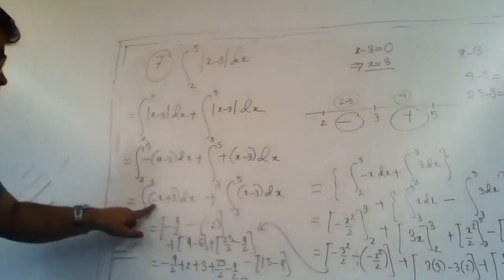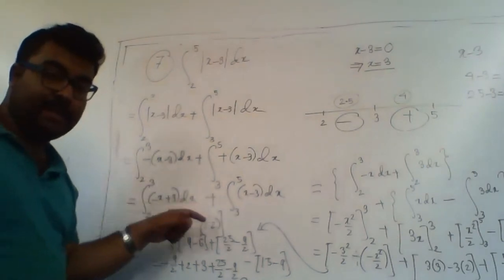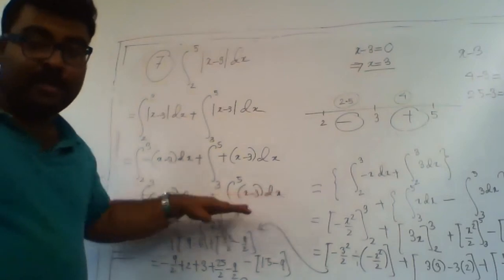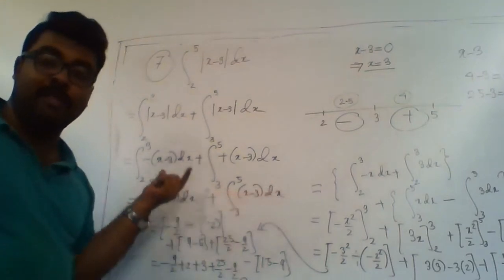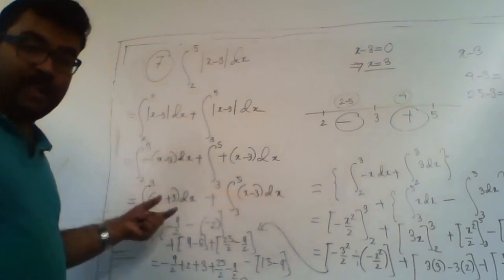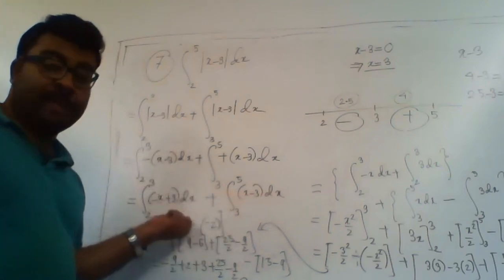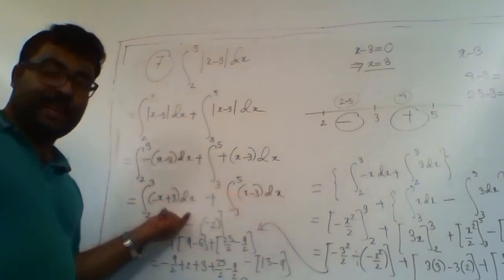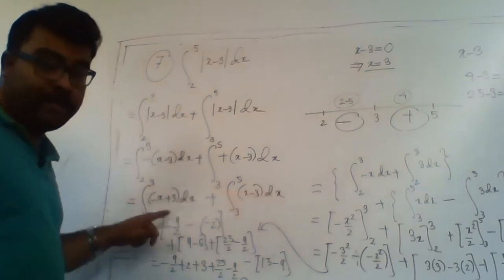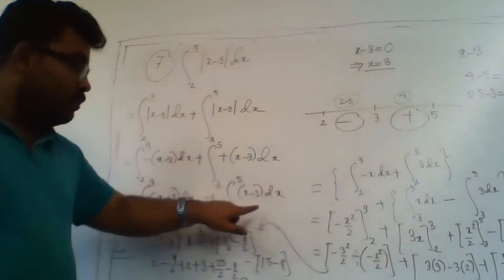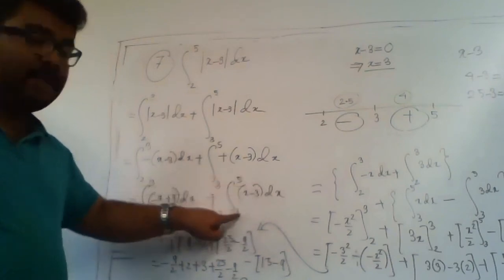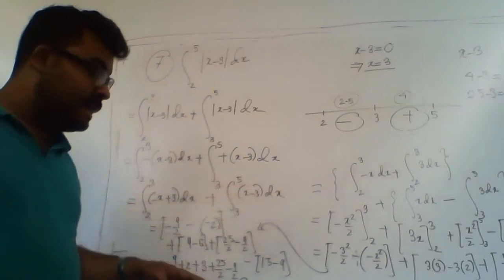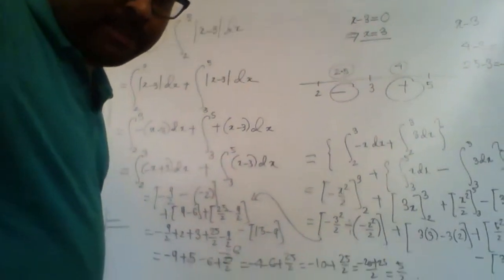So you get integral of minus x plus 3 dx plus integral from 3 to 5 of x minus 3 dx. Once you reach this step, the rest part is very simple. It's just how we did the earlier problems, evaluation of definite integrals. First find out the corresponding indefinite integral and then put 3 and 2 and find the difference. Here also you find the corresponding indefinite integral, then put 5 and 3 and find their difference. At the end you should get 5 over 2 as your answer.